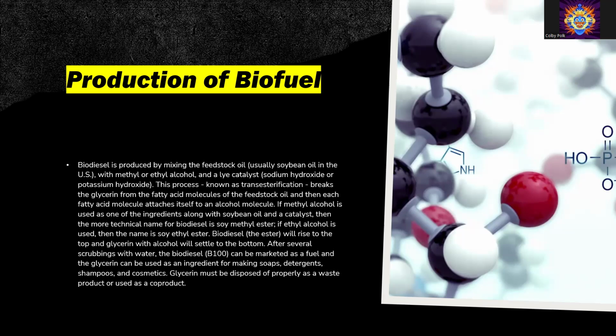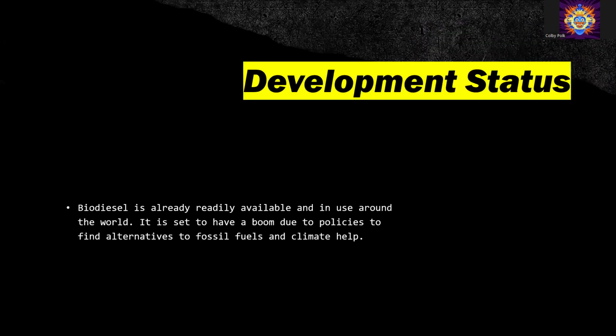Biodiesel will rise to the top, and glycerin with alcohol will settle down towards the bottom. After it's scrubbed several times with water, biodiesel, B100, can be marketed as fuel, and the glycerin can be used as an ingredient for making soaps, detergents, shampoos, cosmetics, anything like that.